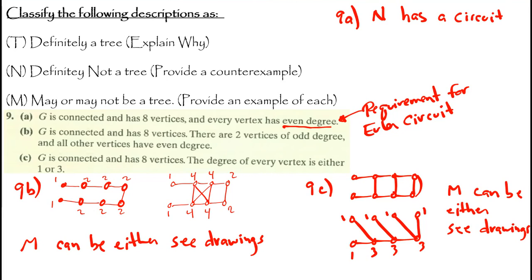So it requires some experimentation with drawing these out and showing that given the description, words like connected make us have all the vertices connected, and then determining how we can draw it with the restrictions they've given us, such as 2 vertices of odd degree, all others have even degree, or every vertex is either degree 1 or 3. We had to draw these out and find examples and say, can I draw an example of it being a tree and not a tree? And if that's the case, you answer M, may or may not be a tree.